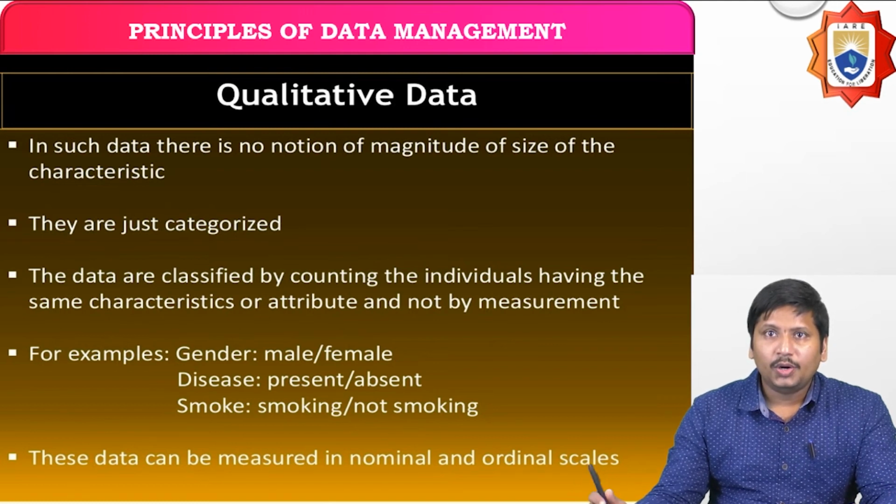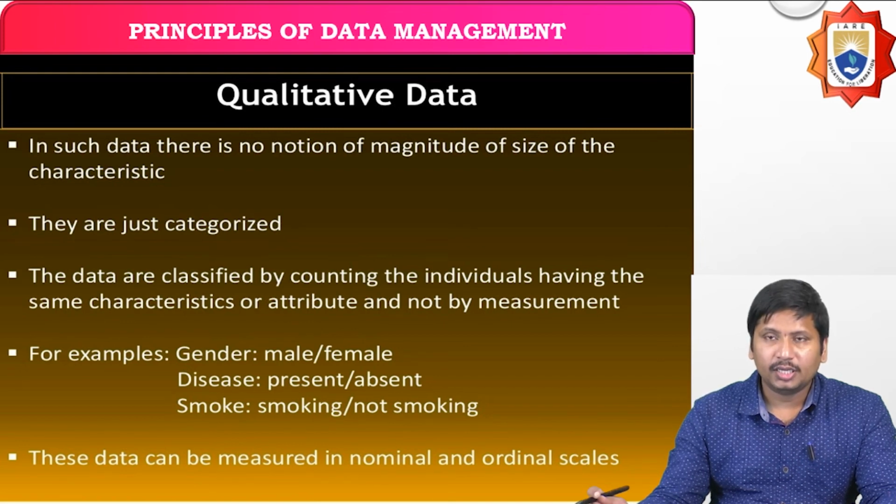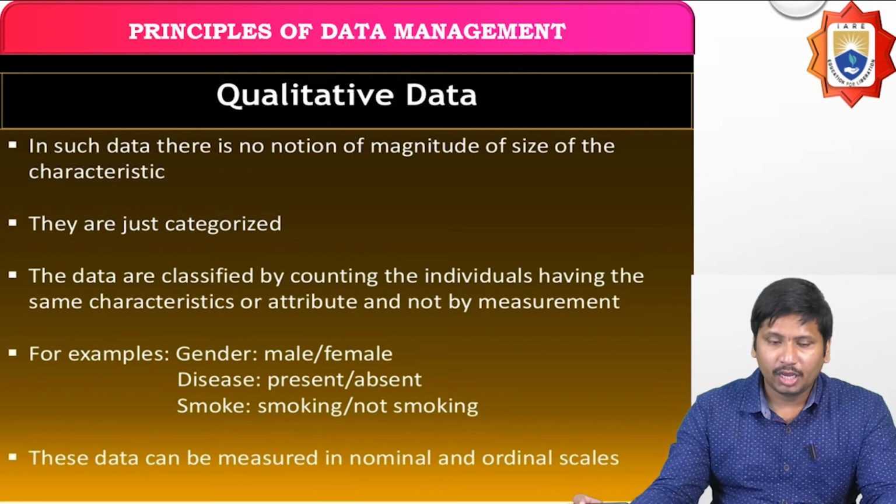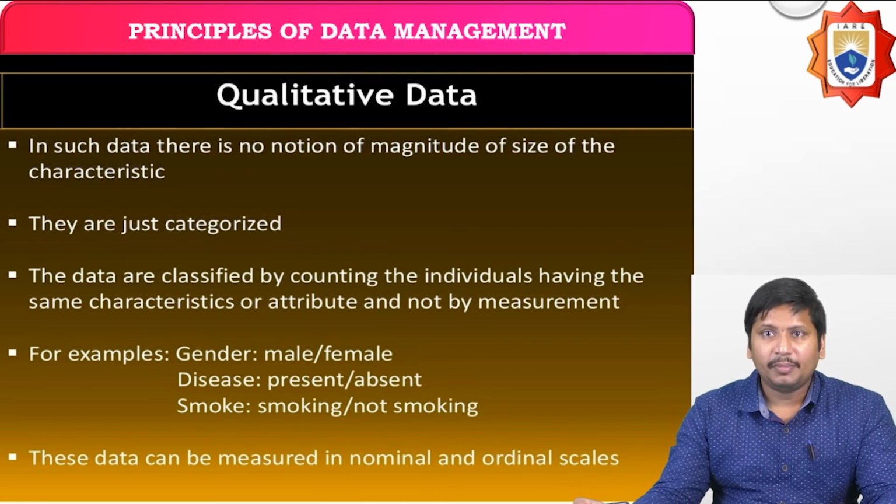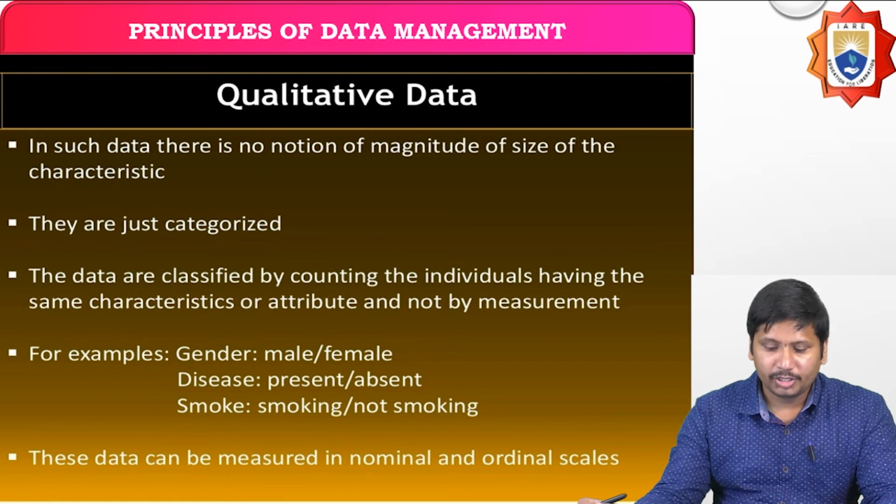So qualitative data means there should not be any notion of magnitude of the size of the characteristic. The data is just categorized and classified by counting the individuals having the same characteristic or attribute, not by measurement. Examples are gender, male or female, disease present or absent, and smoking or not smoking.